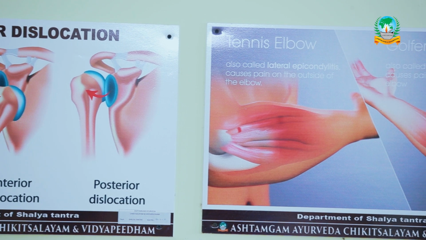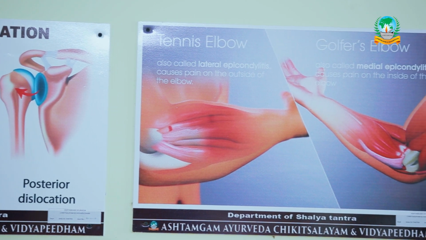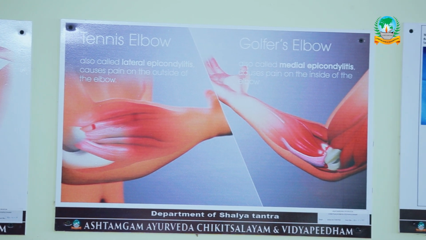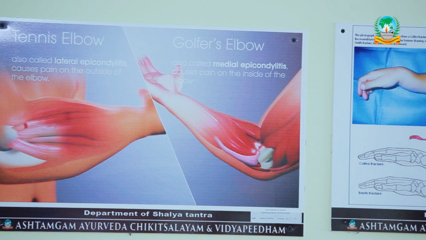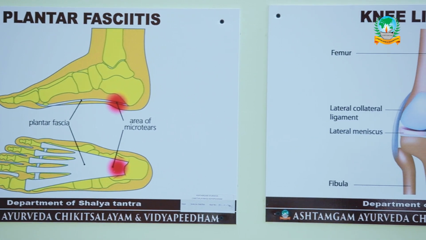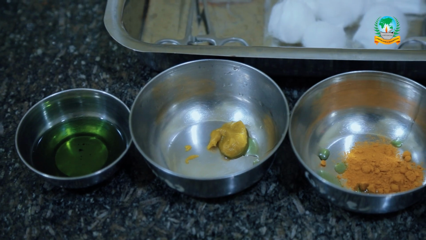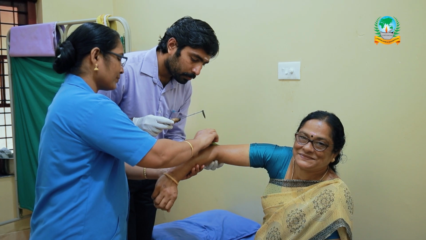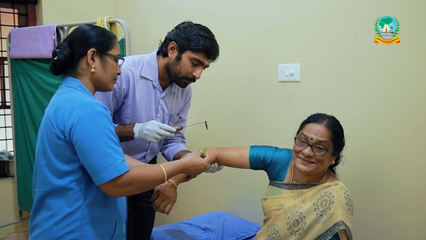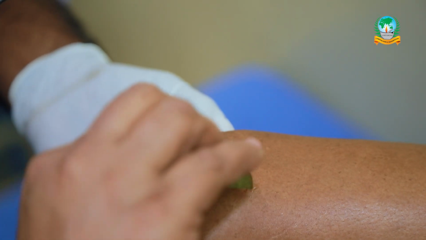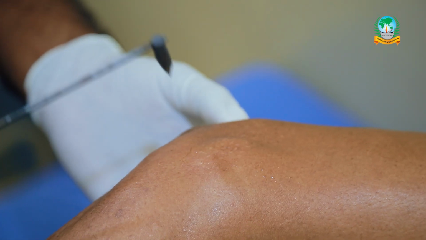Shalyathantra can effectively deal with conditions like elbow pain due to tennis elbow and golfer's elbow, foot pain due to plantar fasciitis, and hand pain due to carpal tunnel syndrome by using a parasurgical procedure called Agni Karma, which is done in the parasurgical unit.